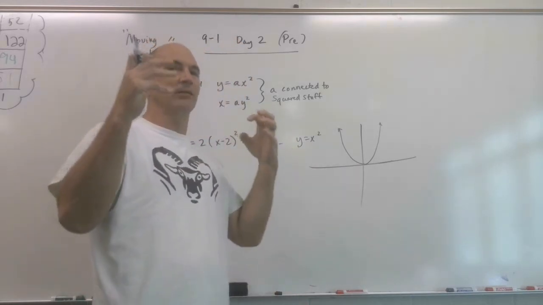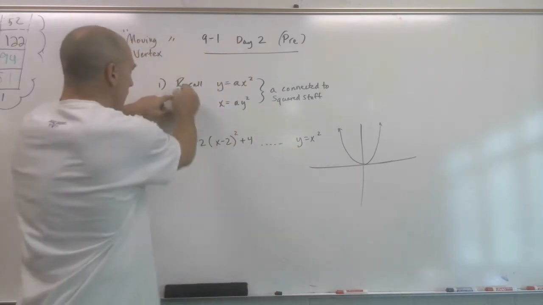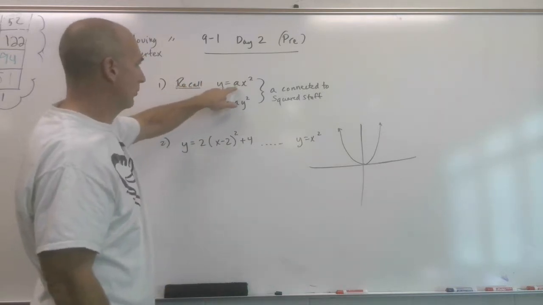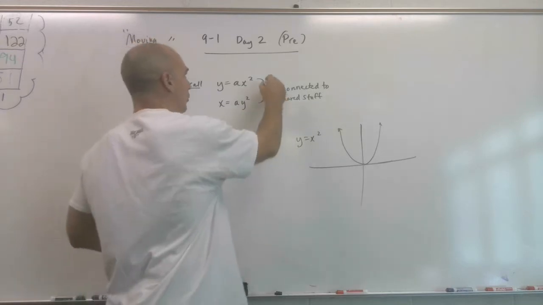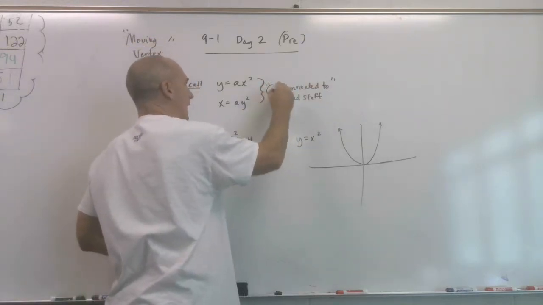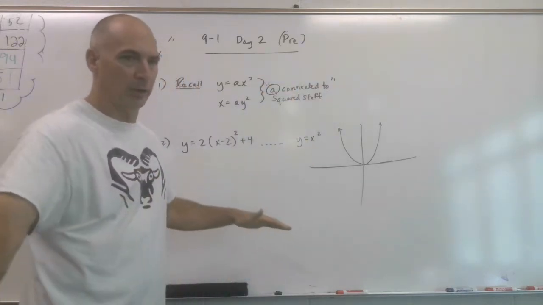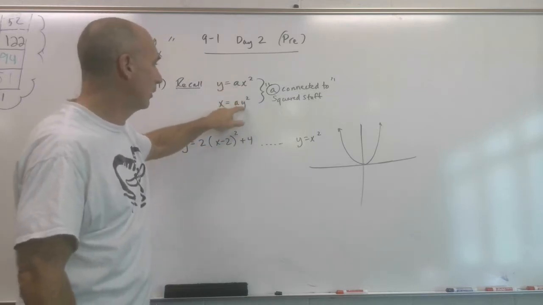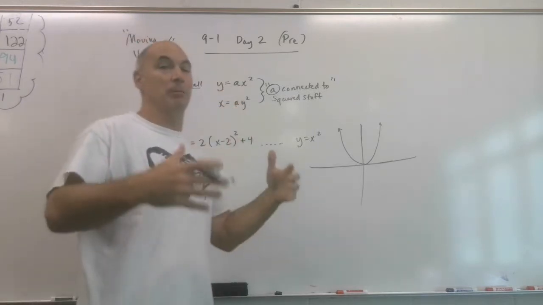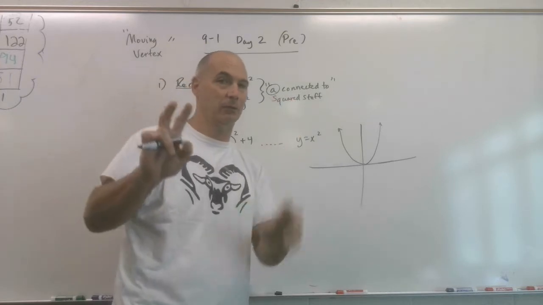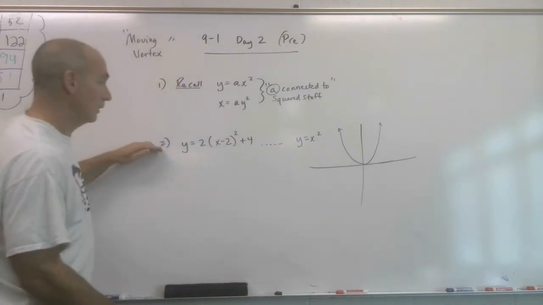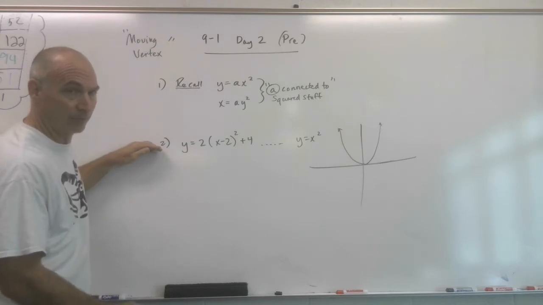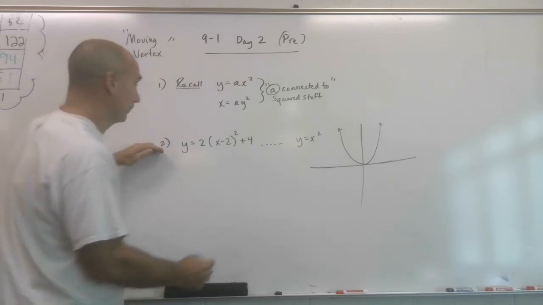Let's get our mindset here. Remember, y equals ax squared, x equals ay squared. You have to realize a is always connected to the squared part of the parabolic equation, the quadratic, okay? That's rule number 1. Now, we're going to move the vertex. Don't panic, you've been doing this a lot.